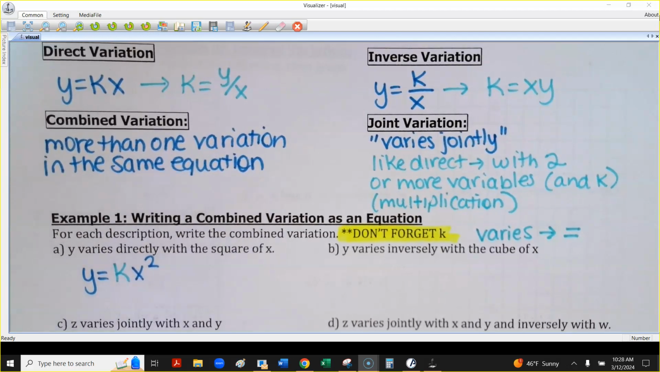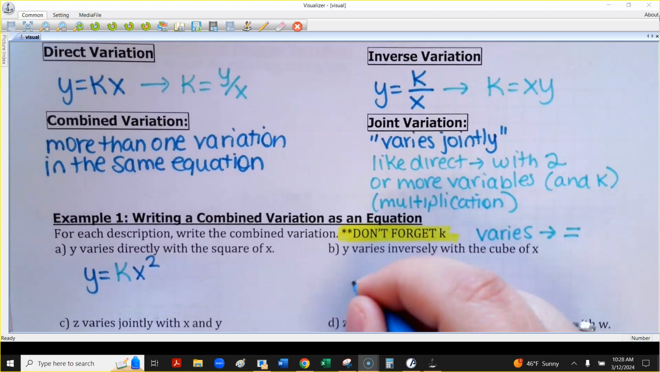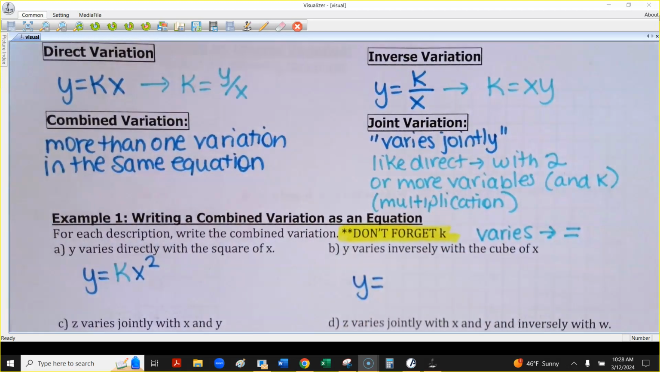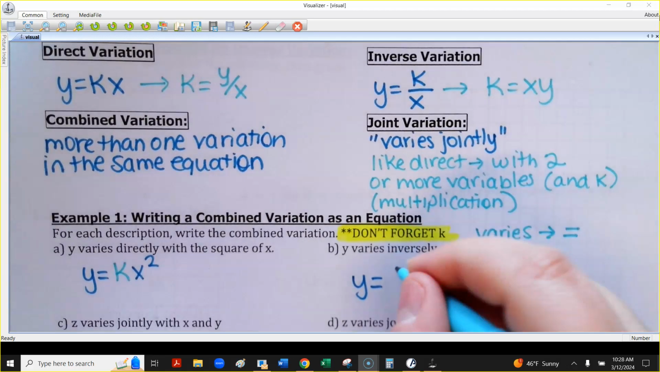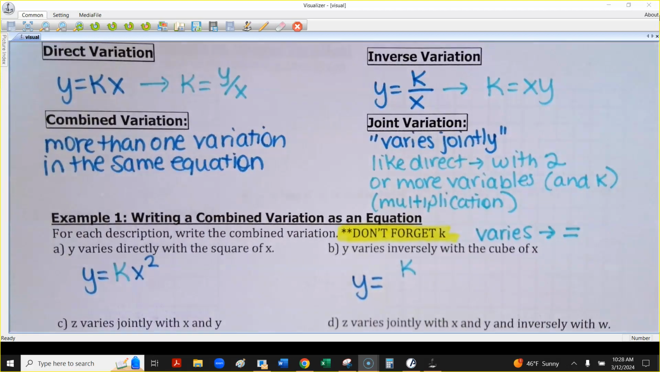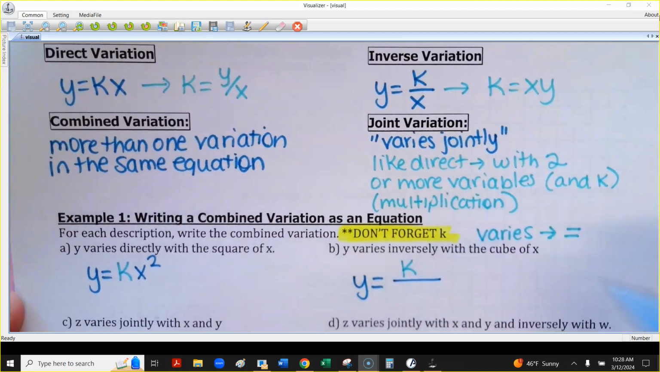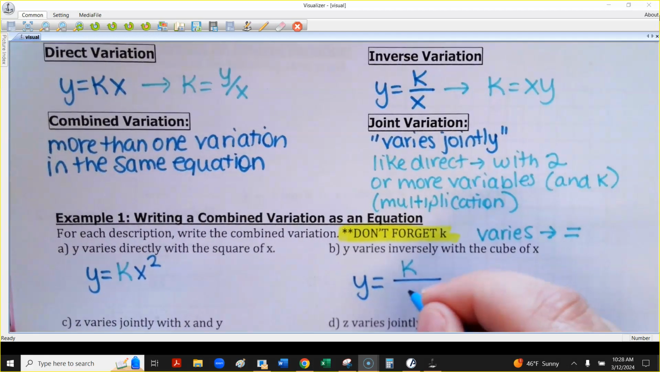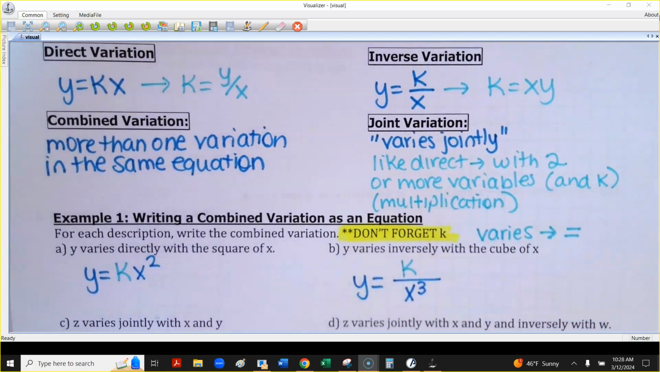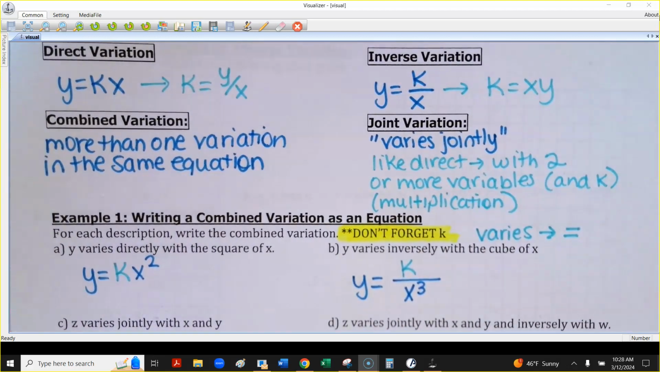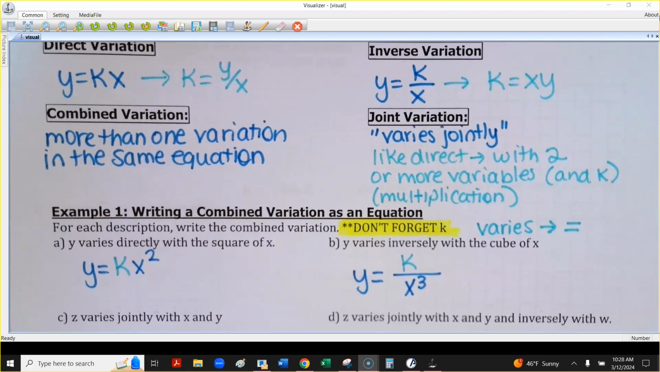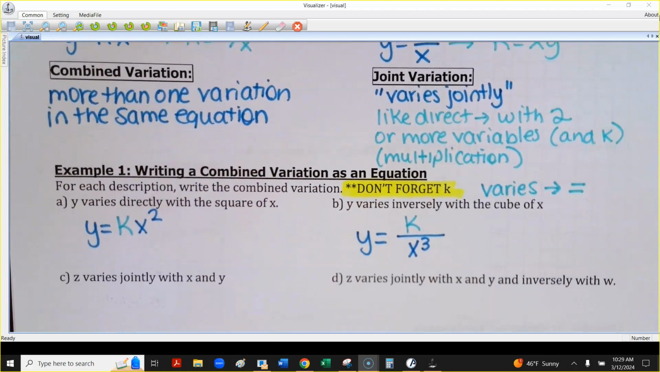All right, now the next one says y varies, so I'm going to write y equals. Now inversely is going to immediately imply I'm going to have k over whatever is going to follow this. So I'm going to put a k on the top. An inverse relationship is going to have a fraction, and then whatever it tells you after that is going to be underneath the k. So it varies inversely with the cube of x. Cube of x would just be x to the third power. That's all you would have to do to write that. We're not transforming anything or finding any k values. We're just rewriting these as an equation.